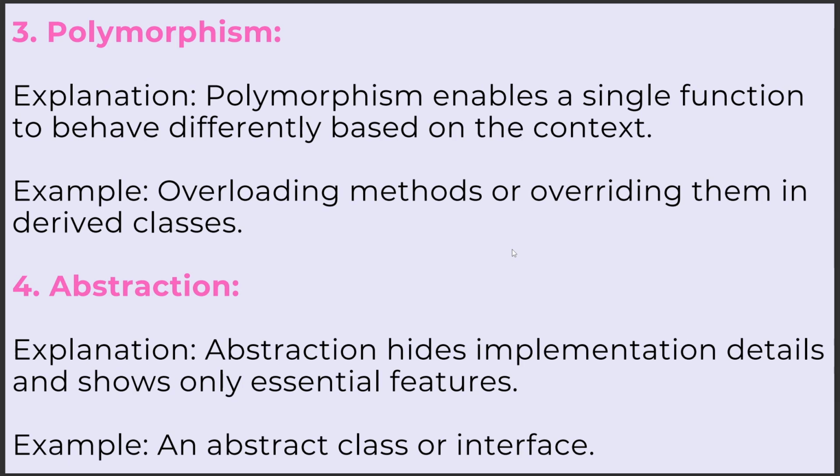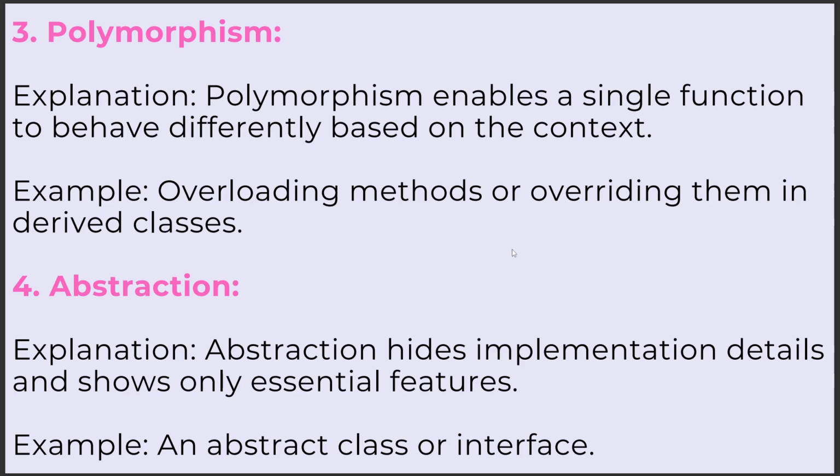Polymorphism enables a single function to behave differently based on the context. Example, overloading a method or overriding it in derived classes. Next one is abstraction. Abstraction hides the implementation details and shows only the essential features, using an abstract class or interface. Now we will create a simple system for a vehicle dealership with car and bike using OOP principles.